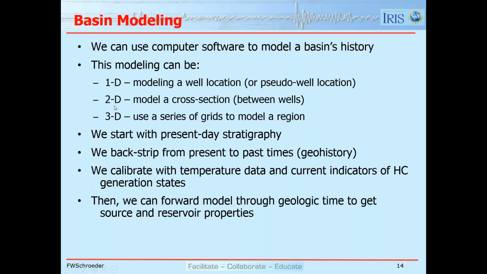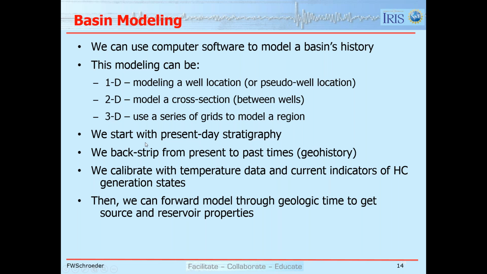We can also model in 2 dimensions. We can make a cross section that intersects 2 or more wells and consider how that cross-sectional view has evolved over geological time to get to its present configuration. And then we can use a series of grids and model things in 3 dimensions as well.